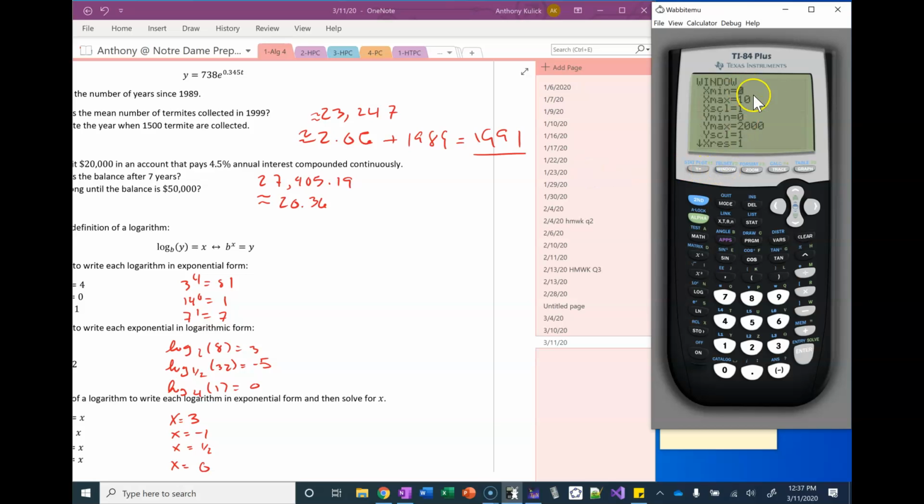So the window I used was 0 to 10 because after 10 years I had way more than 1500. And then I did 0 to 2000 because I just needed something bigger than 1500. And then I hit the graph and I get this picture. And to find that intersection, I press second trace and choose the intersect command. So first curve, second curve, and guess gives me 2.06. So when I add it to 1989, I get about 1991. You're welcome.